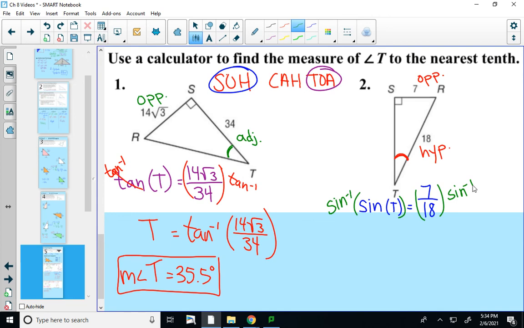So sine inverse of sine of T, that's going to cancel. I'll just be left with T. And technically that's the measure of angle T, is sine inverse of 7 over 18. That's my answer, but I want it to the nearest tenth, so I'm going to throw that in a calculator. And again, you probably have to press the second key and then the sine key on your calculator. This one looks like it's 22.9 degrees.